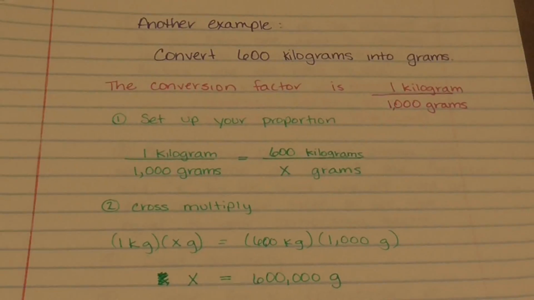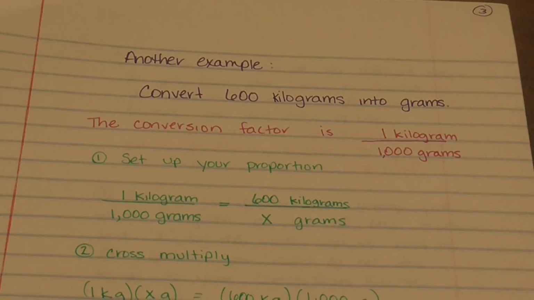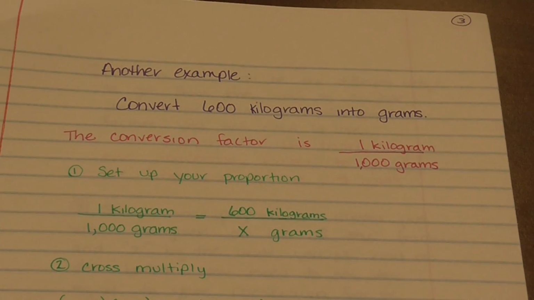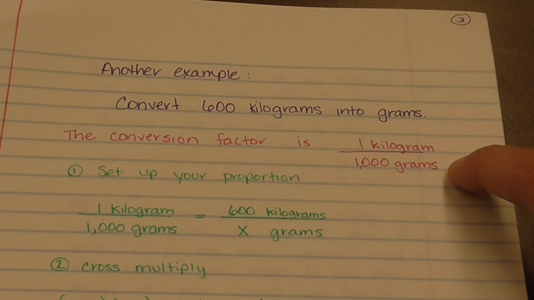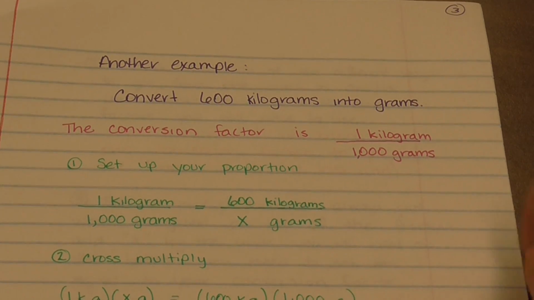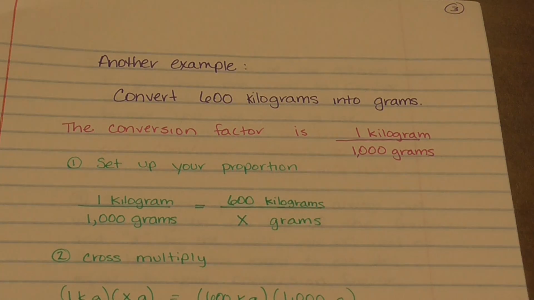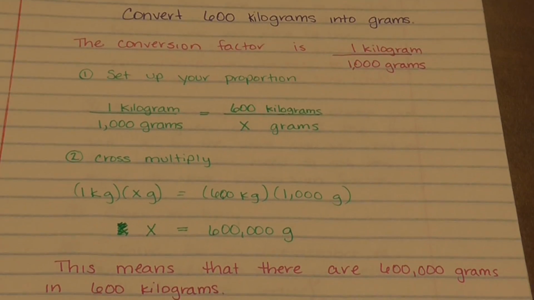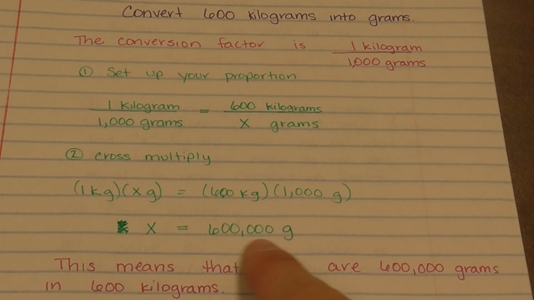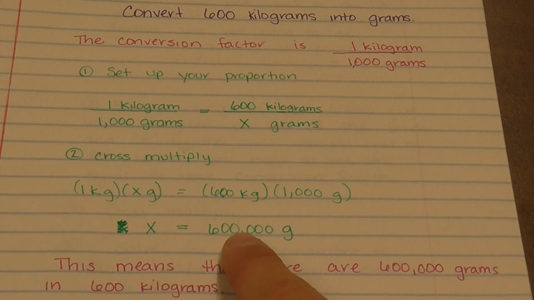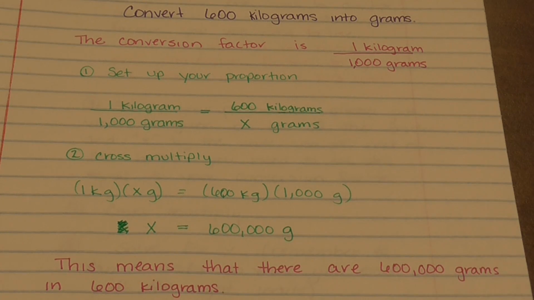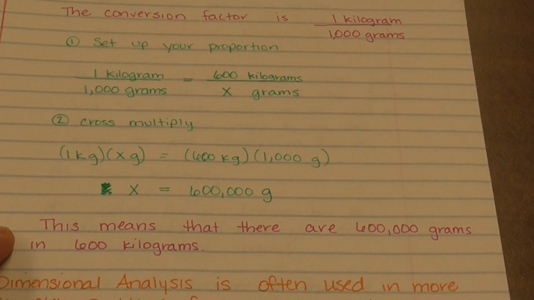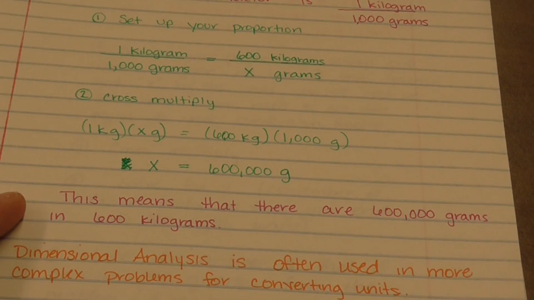Okay, so another example, just to give you more than one, would be 600 kilograms into grams. So my conversion factor, that's what you've got to think of, is 1 kilogram to 1,000 grams. So we're going to set up our proportion, 1 kilogram to 1,000 grams. I put kilograms on top, kilograms need to stay on top. So 600 kilograms to X number of grams. I'm going to cross multiply, and I end up with X equals 600,000 grams. This means that there are 600,000 grams in 600 kilograms.